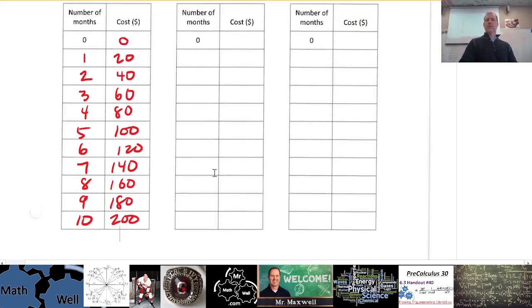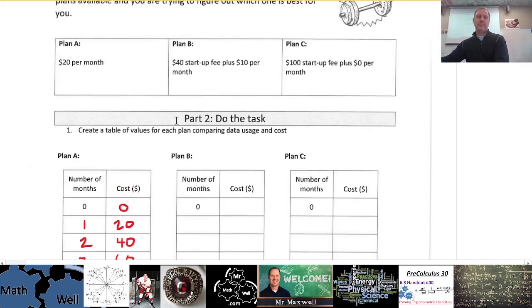Remember, each one of these points would be like a point if we were thinking about a graph. I always think about a graph when I think table of values. So this would be a coordinate. After 3 months, you owe $60. That's how much you've paid, or how much the total cost is. After 7 months, the total cost would be $140. All right, so let's take a look at plan B.